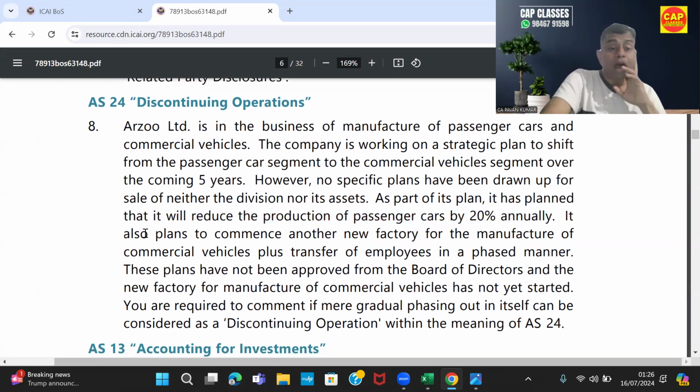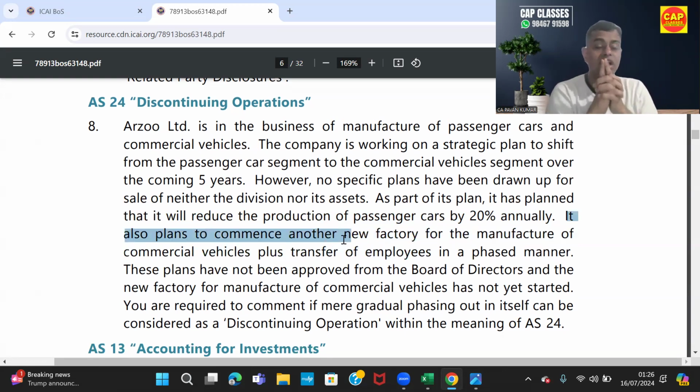Now, look here. It also plans to commence another new factory for manufacture of commercial vehicles. Even this is not a discontinuing operation. Clearly mentioned in Accounting Standard 24. Say, for example, you have a manufacturing plant in Pune. Now you are shifting that to Ranchi, for example. Is it a discontinuing operation? No. You are shifting manufacturing plant. You are shifting your factory. You are shifting your facility.